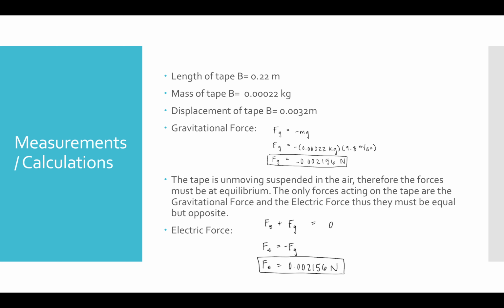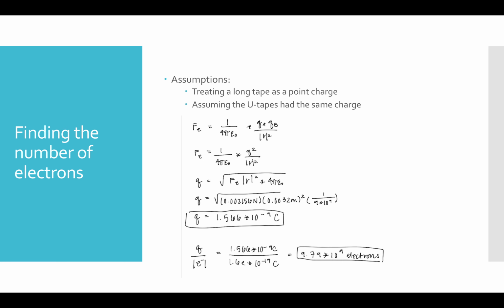Since the tape isn't moving, we know that the forces must be at equilibrium. We were able to figure out that the only two forces acting on the tape are the gravitational force pulling it down and the electric force pushing it up. Thus, the two must be equal to each other. So we're able to say that Fe plus Fg equals 0, which means that the electric force is equal to the negative gravitational force, which results in us finding the electric force.